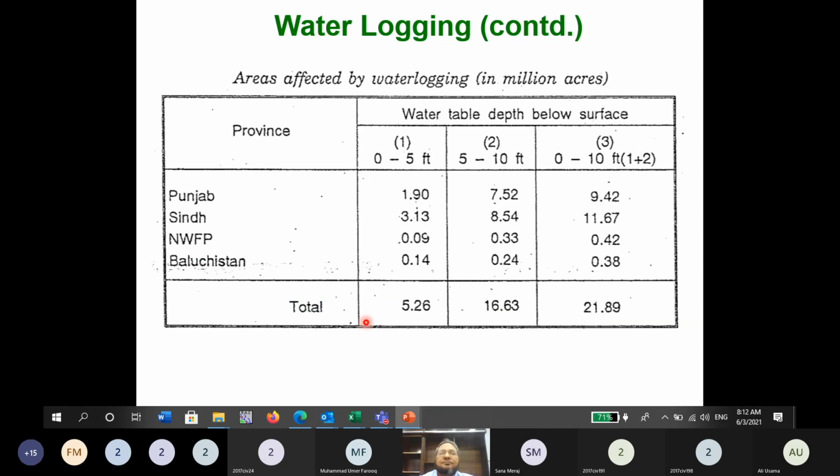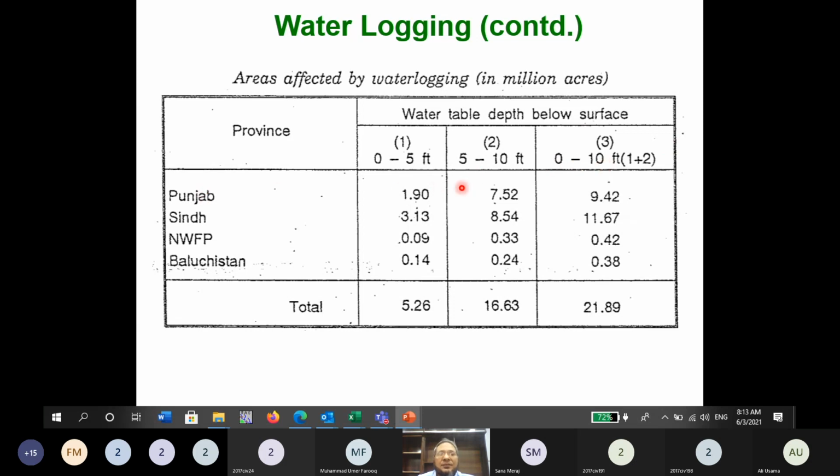Now this table shows the picture of Pakistani land, how much is severely waterlogged and how much is less severely waterlogged. This is the province, and here the water table depth below the surface is given in feet. So 0 to 5 feet means severely waterlogged land. क्यों जी? Severely, water table depth is very little. And if it is 5 to 10 feet, less severely waterlogged land. If you combine 1 plus 2, then the range becomes 0 to 10 feet.